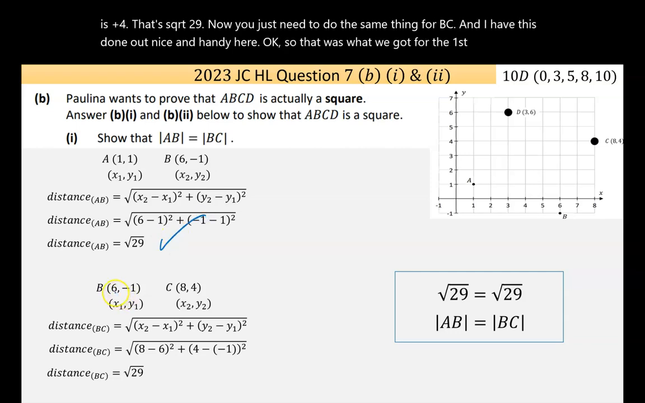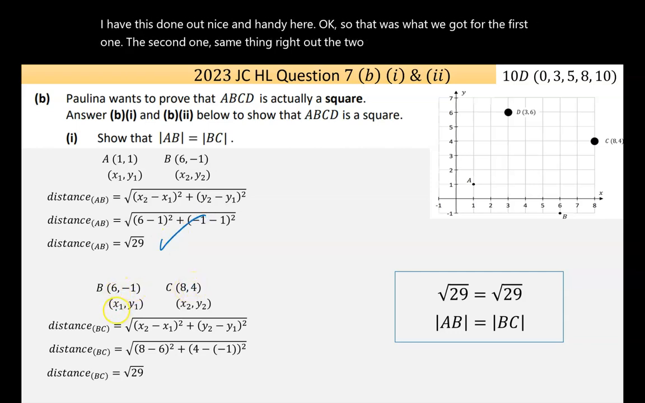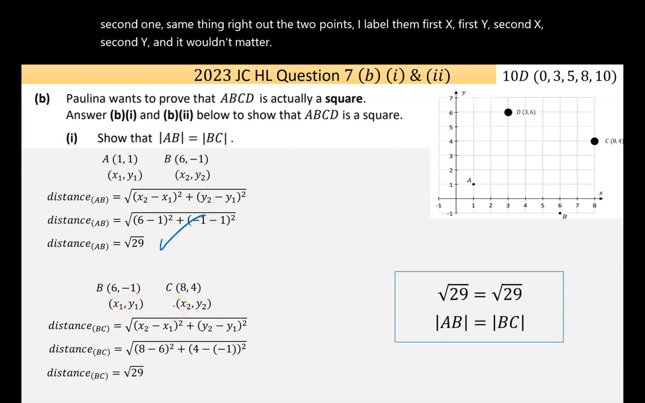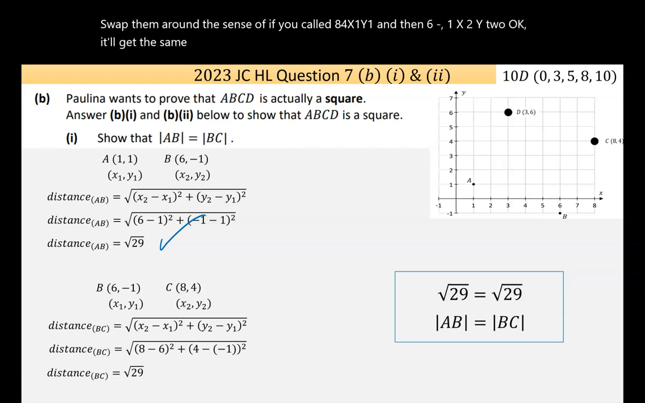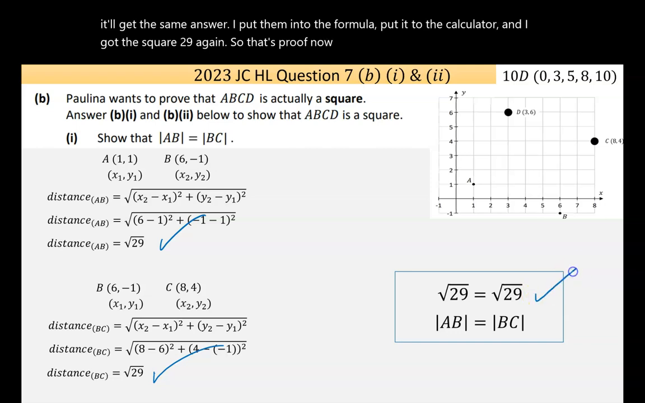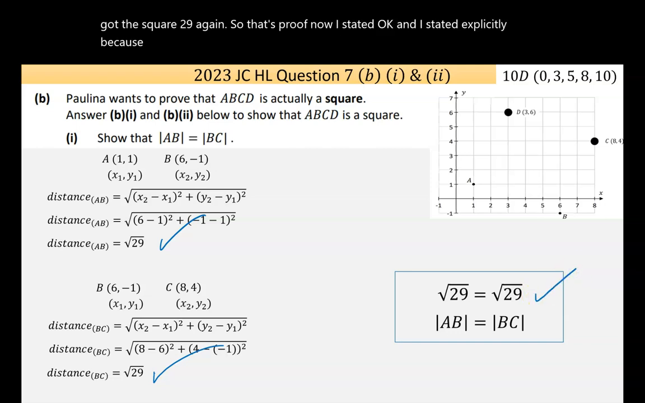The second one, same thing, write out the 2 points. I labeled them first x, first y, second x, second y. And it wouldn't matter if you swapped them around, in the sense of if you called 8, 4, x1, y1, and then 6, minus 1, x2, y2. Okay, it'll get the same answer. I put them into the formula, put it to the calculator, and I got the square root of 29 again. So that's proof.